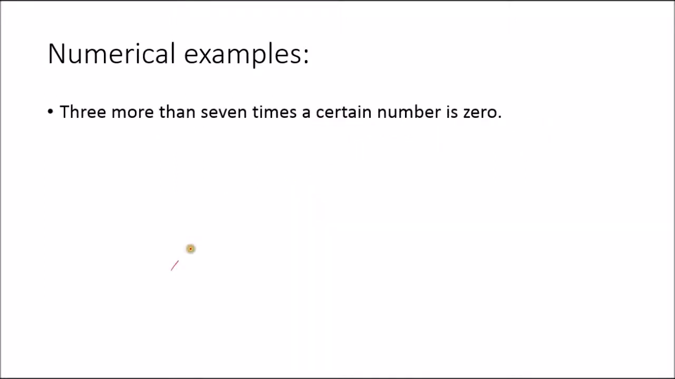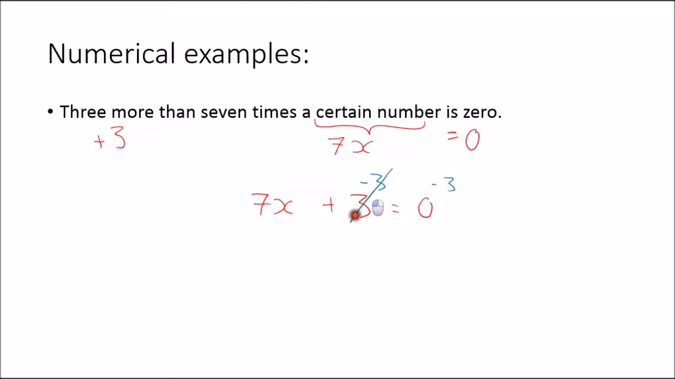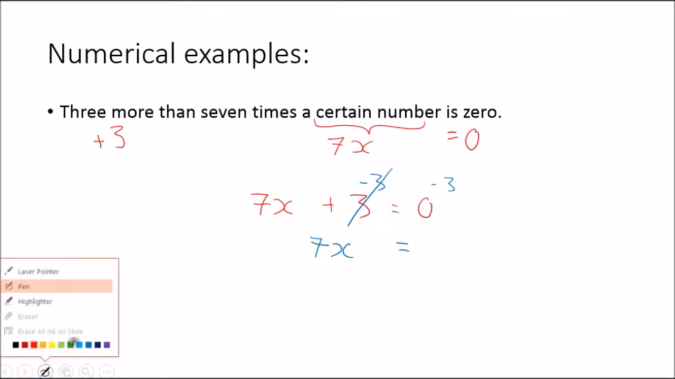Okay, another example: 3 more than 7 times the number is 0. So is 0 equals 0? 3 more would mean plus 3. 3 more than 7 times a certain number equals 0. Well, a certain number again is x. 7 times a certain number is 7x. So we would write 7x plus 3 equals 0. Then we would just go through our normal steps to solve this sort of equation. So again, subtracting 3 from both sides, cancel what's on that side. So we end up with 7x equaling minus 3.